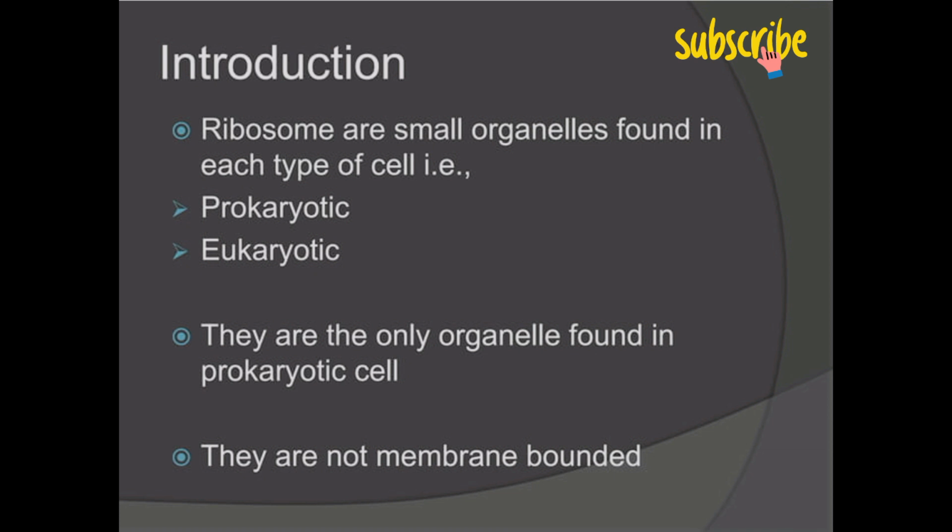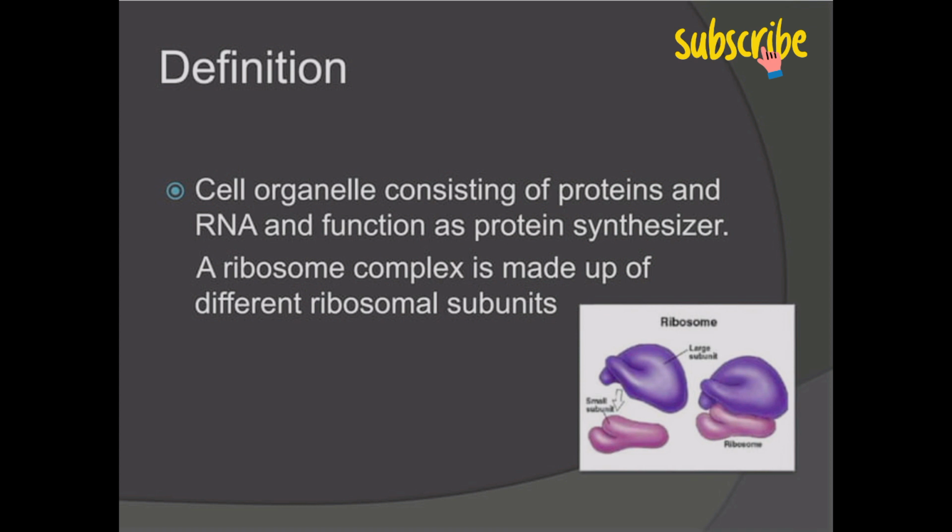Or we can say that this is the only organelle present in both prokaryotic cells and eukaryotic cells. They are not membrane bounded. No membrane is present surrounding the ribosomes. It can be defined as a cell organelle consisting of protein and RNA that functions as a protein synthesizer, known as a ribosome.